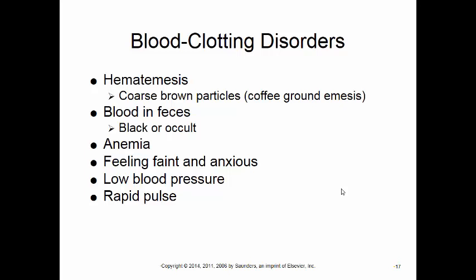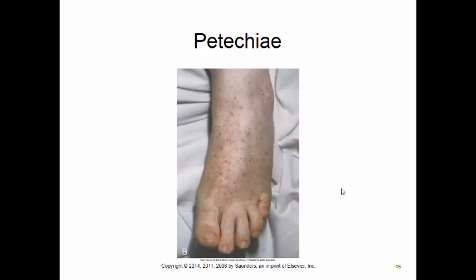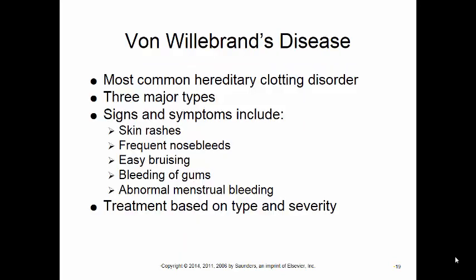There can also be anemias due to constantly having low red blood cells, feeling faint or anxious, low blood pressure, and a rapid pulse to compensate. Here's our petechiae. You can see all the little dots, meaning that there's a little break in blood vessels.